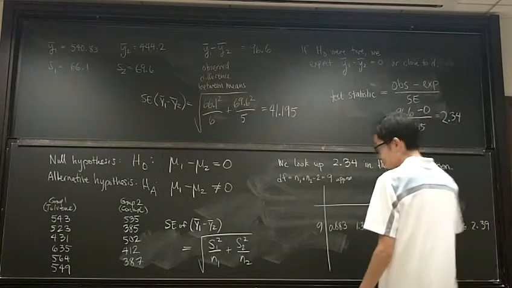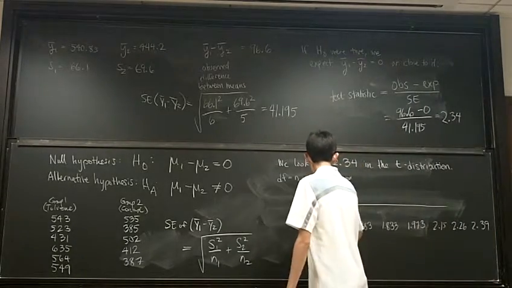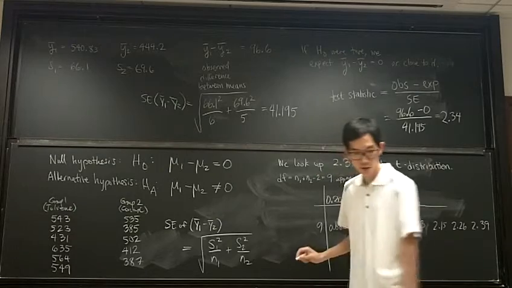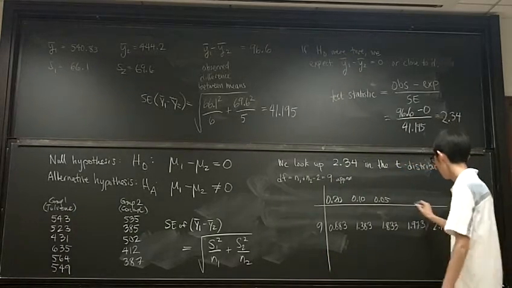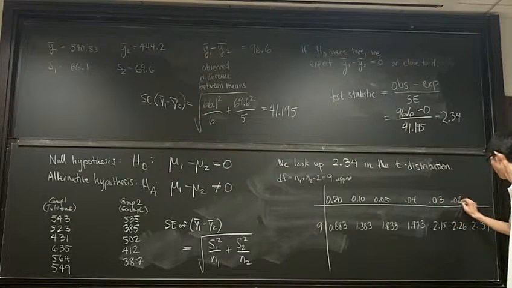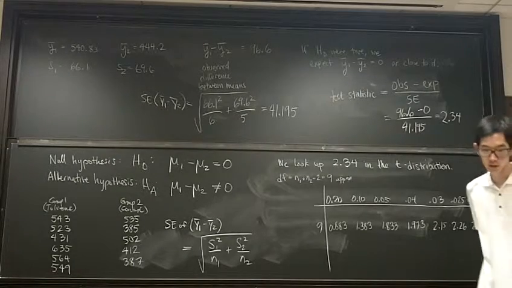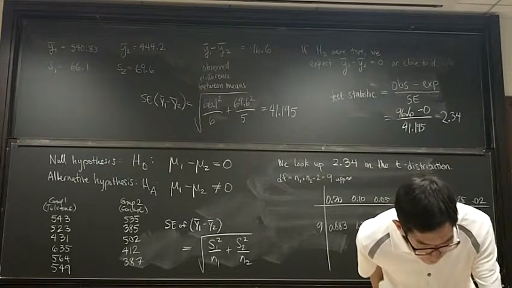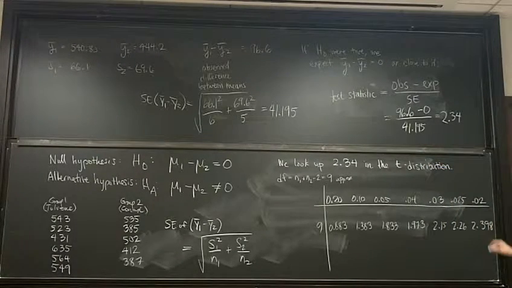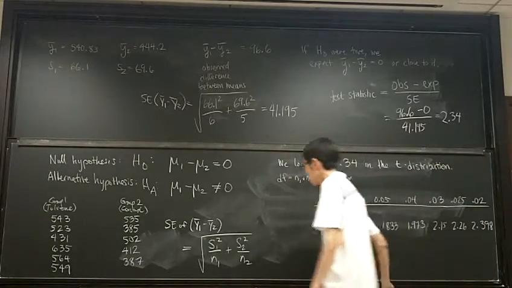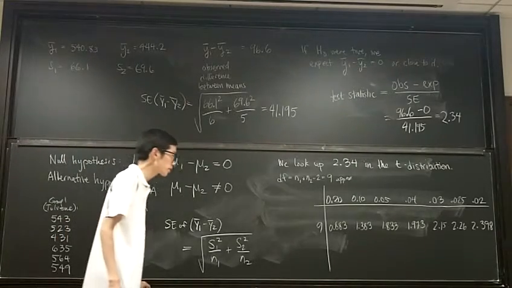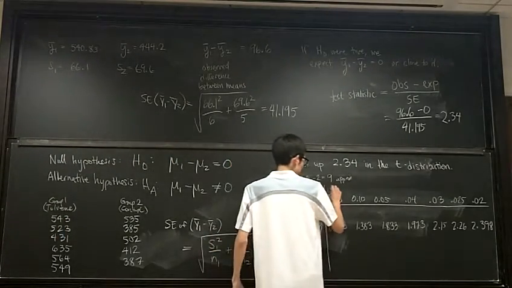And then the upper tails go 0.20, 0.10, 0.05, 0.04, 0.03, 0.025. Did I copy those numbers right? 3, 9, 8. Okay. So our test statistic is 2.34. And this says upper tail probability.